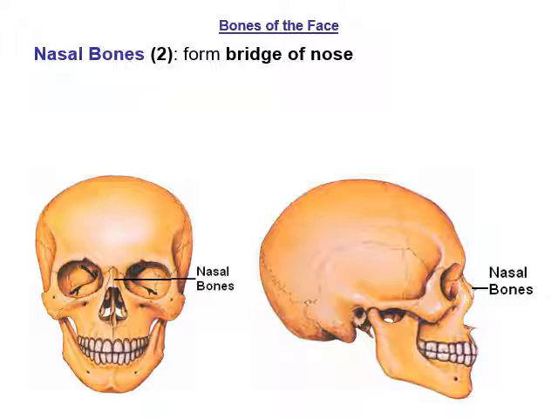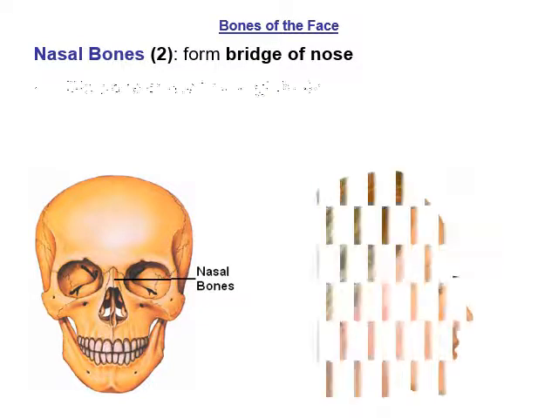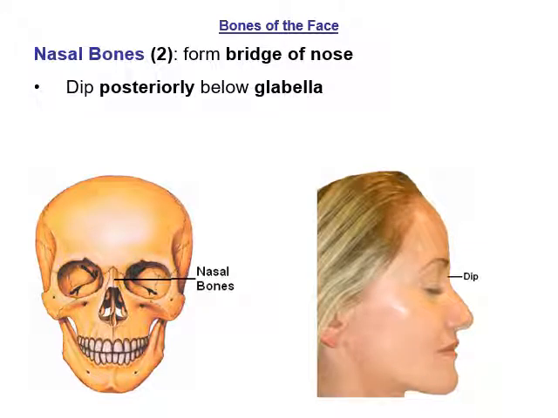They lie directly inferior to the glabella of the frontal bone, and they actually dip posteriorly below the glabella. That's important to remember when you're putting a nose on a skull, like on your plastic skulls. Make sure you know where the glabella is, because then you know where the superior border of the nose is. Even if there's an arch in the bridge, there's still a dip below the glabella, and it keeps your nose the right length if you remember that.